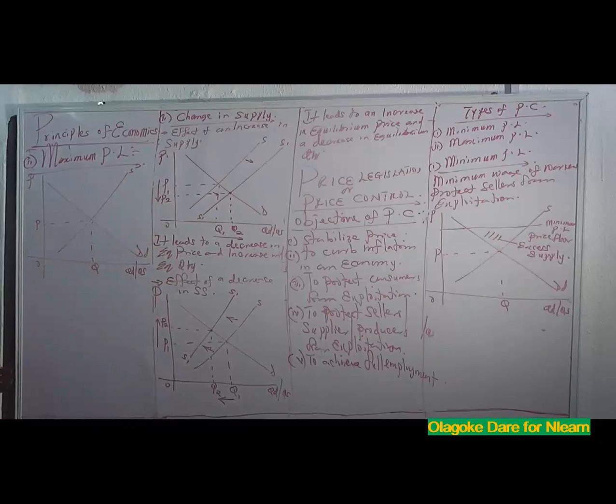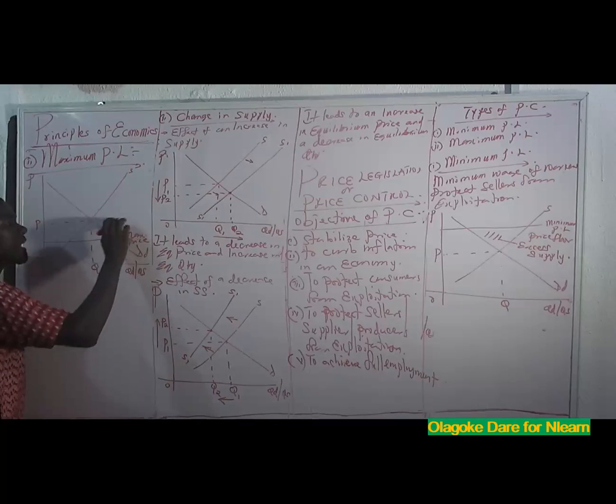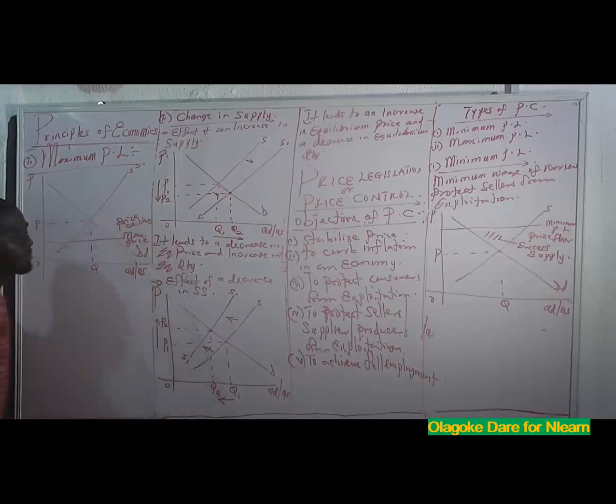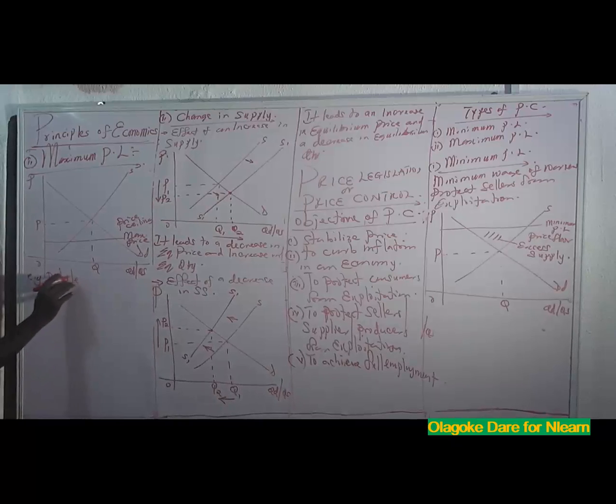Okay? Now, a price fixed below is called maximum price. Another name for maximum price is price ceiling. Please note, price ceiling is another name for maximum price. So maximum price legislation is meant to protect buyers from exploitation.